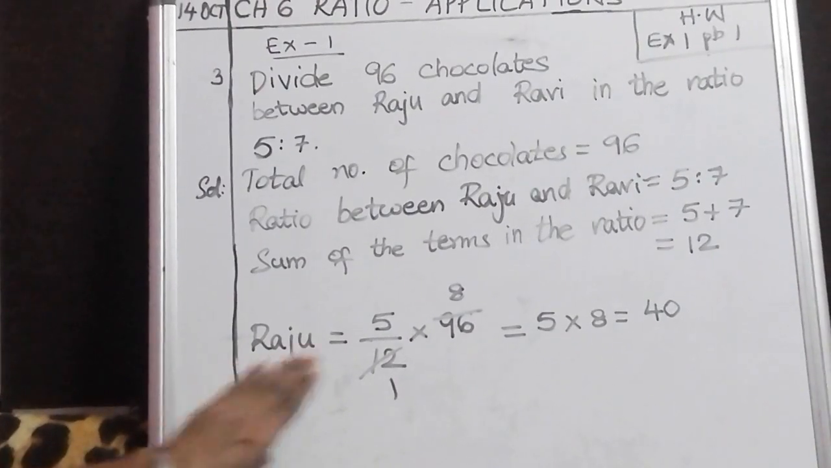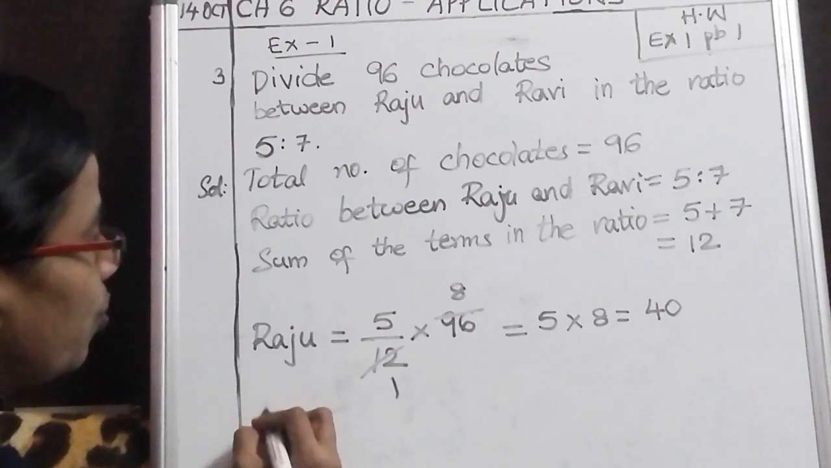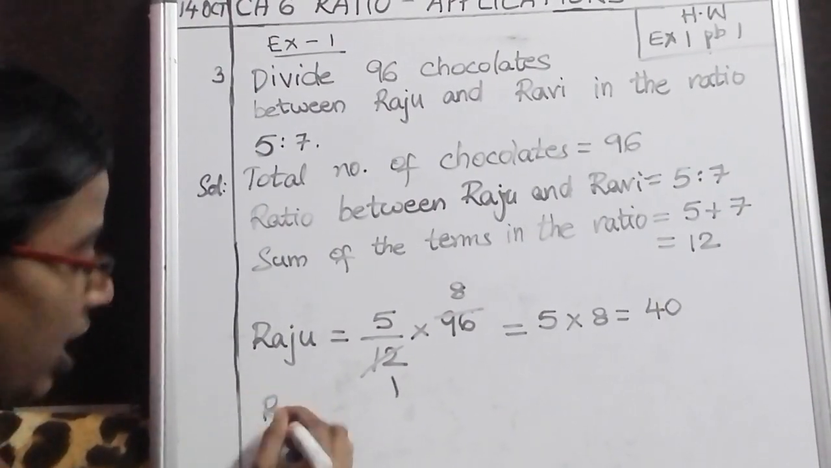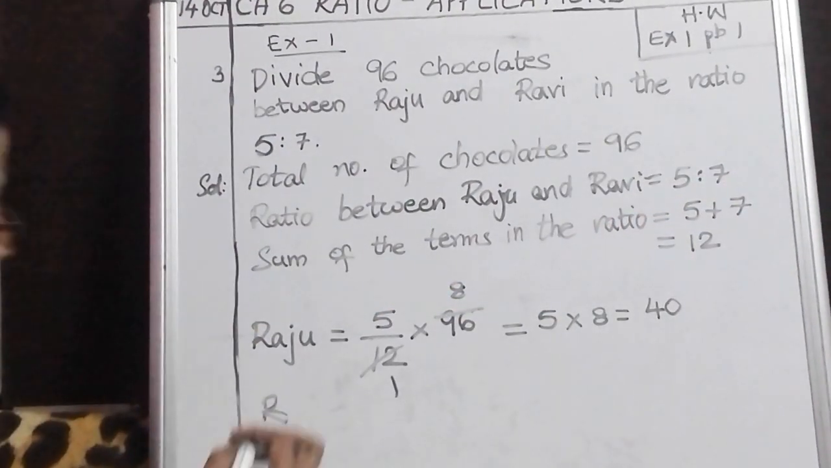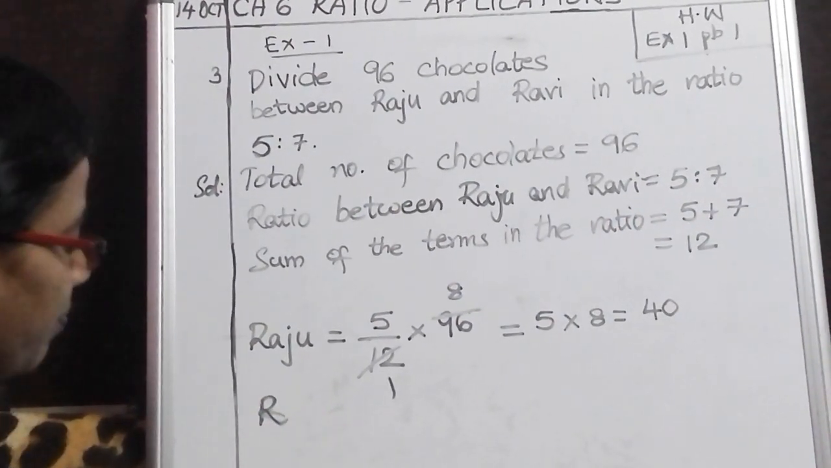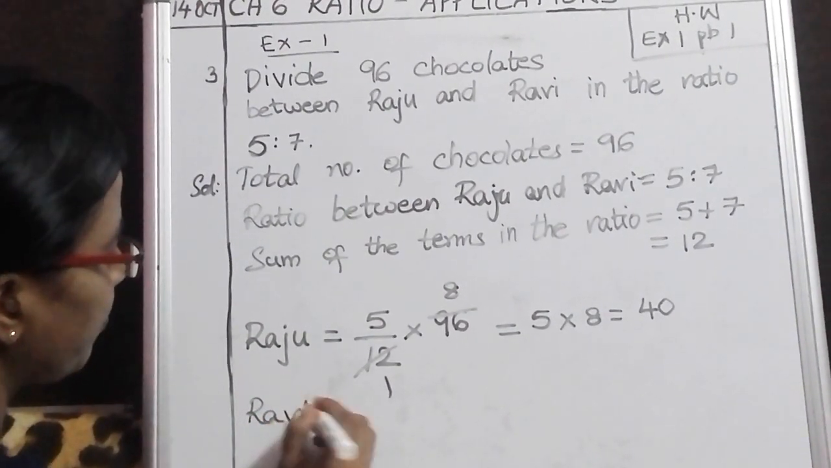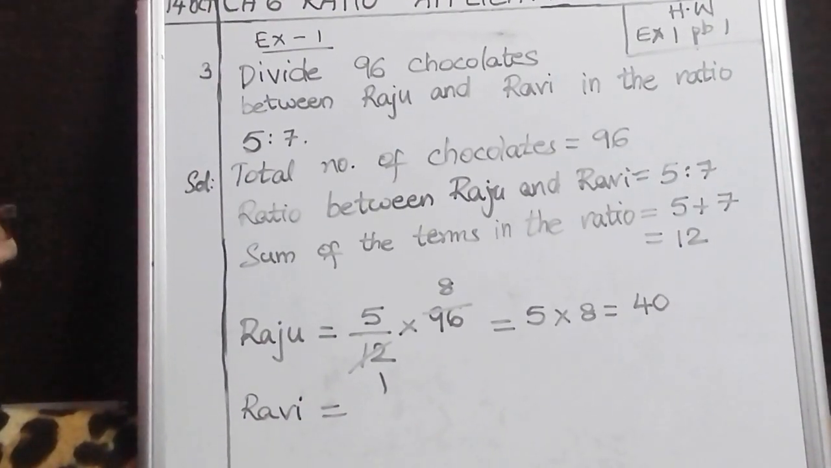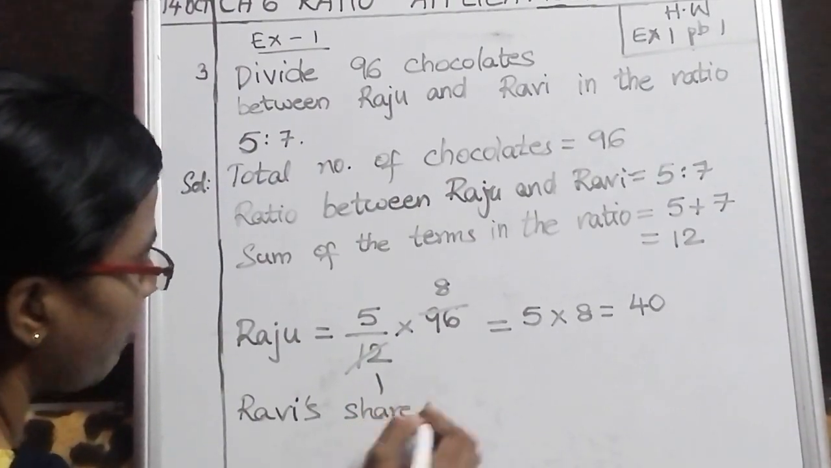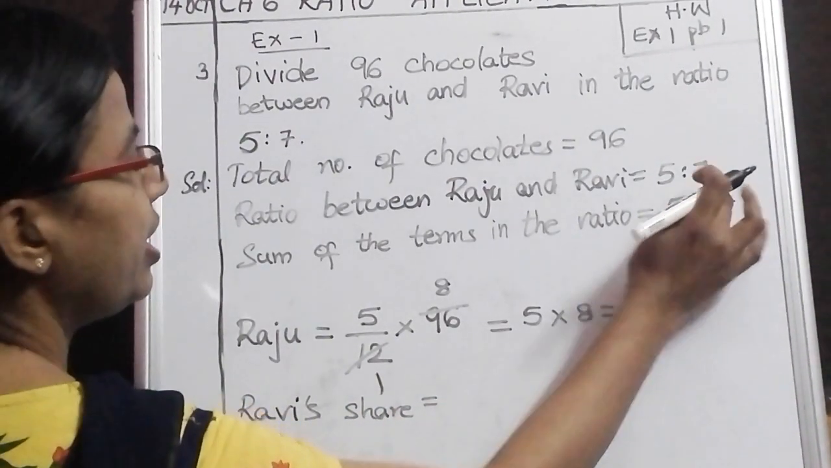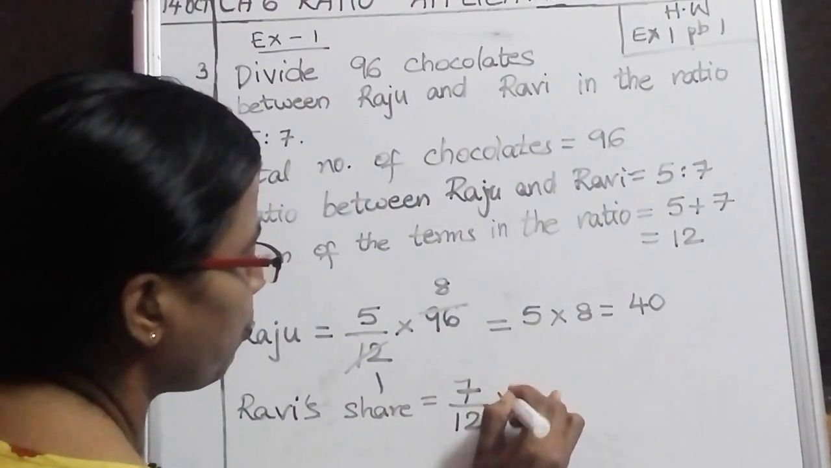Now Raju got how many chocolates? 40 chocolates. Now let us do for Ravi. Same way, but it is going to change because his share is more. Ravi's share is equal to, he is having 7 out of the 12. 7 of them are for Ravi.